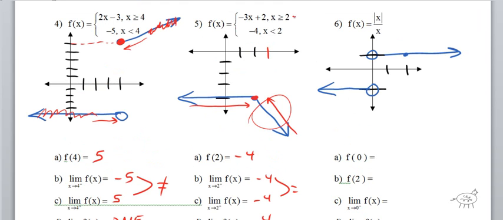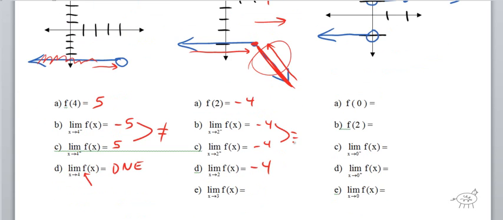Well, you should recognize you should be plugging into the top one, because when x is greater than or equal to 2, that's what the function is. That's this line here, right? So you just plug it in: -3 times 3 is -9 plus 2 is -7. So that point would be -7, so it's approaching -7.